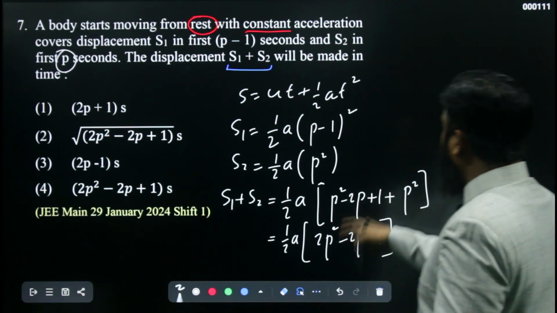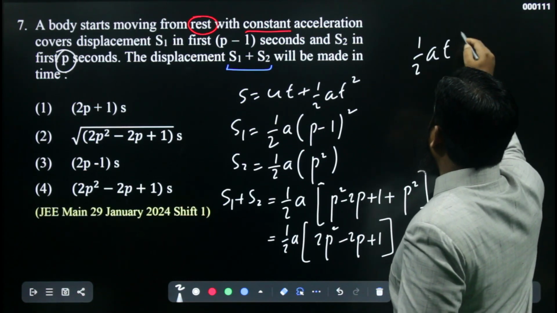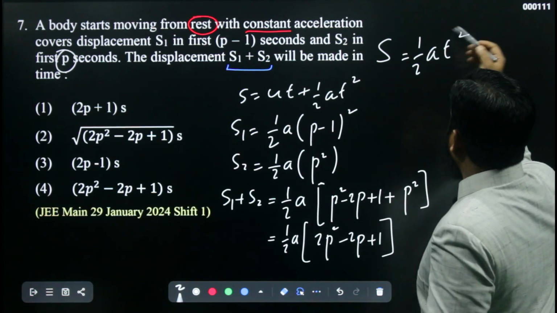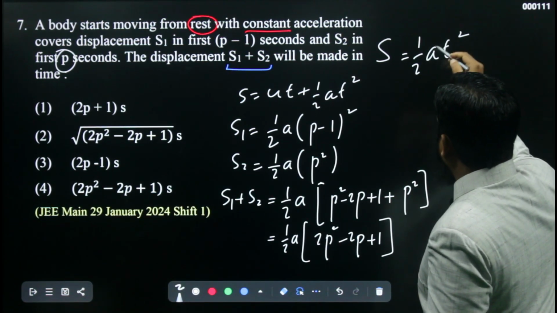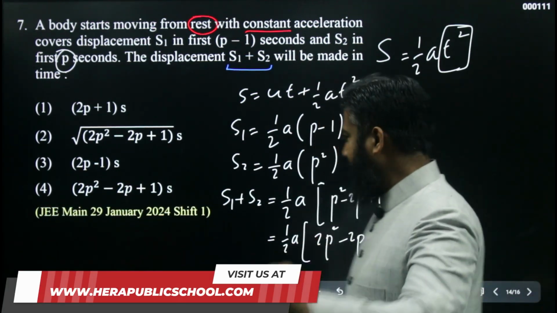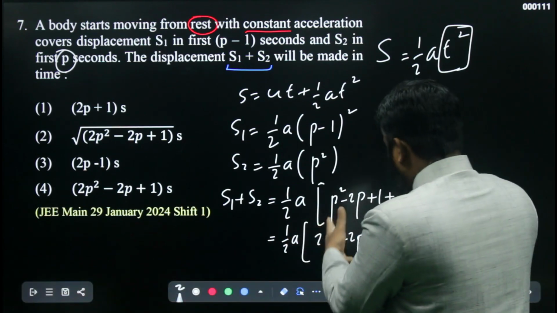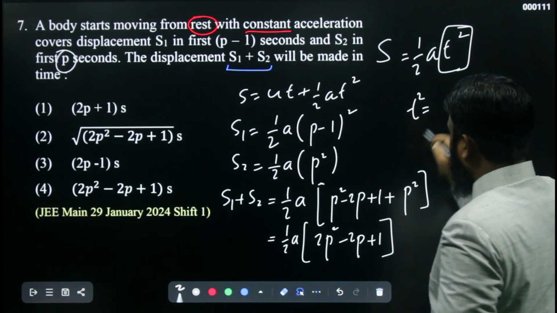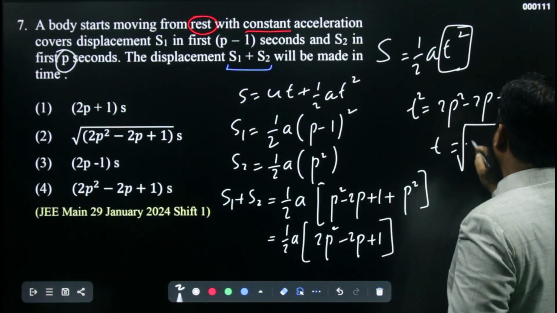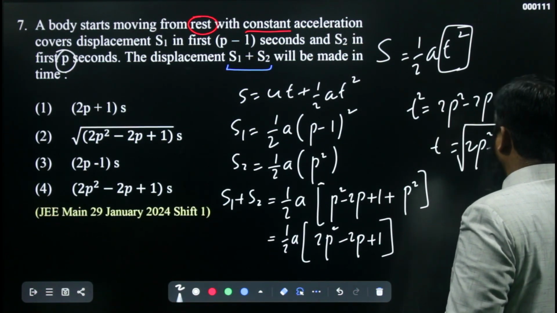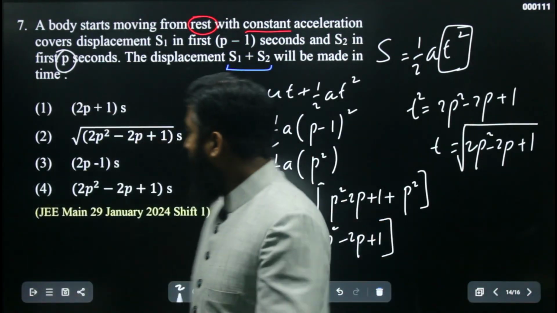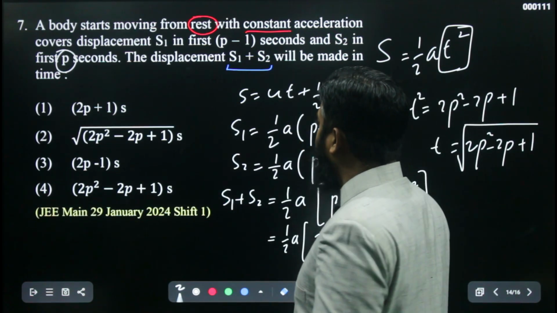Okay, if we can write this in a manner, half at square, on the left hand side it is some distance, on the right hand side it is half at square. So anything that is multiplied by half a, or the coefficient of half a, is nothing but the time squared. So this is the time squared, which is 2p square minus 2p plus 1. So what is the value of that time? It is simply under root 2p square minus 2p plus 1. So this is the time in which the particle moves distance s1 plus s2. Okay, so which option is the answer for us?